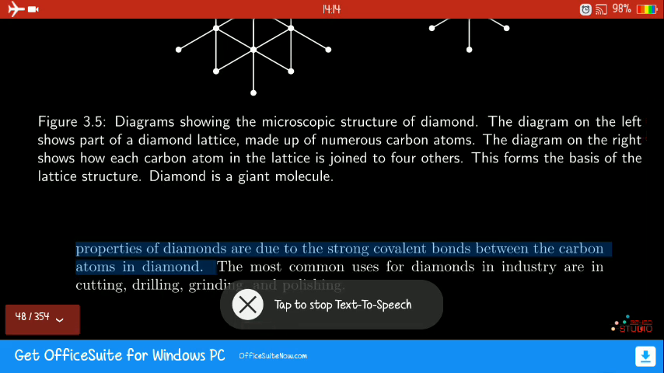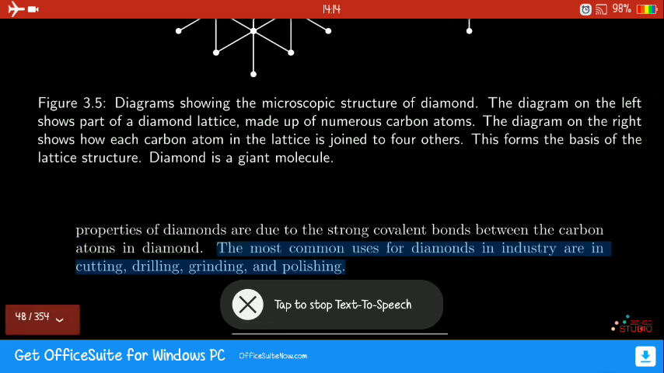The properties of diamonds are due to the strong covalent bonds between the carbon atoms in diamond. The most common uses for diamonds in industry are in cutting, drilling, grinding, and polishing.